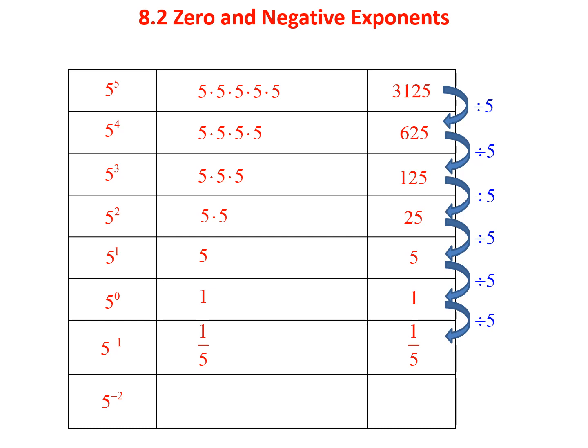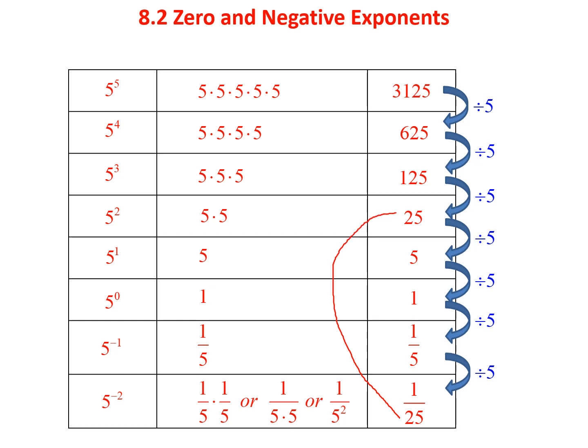So notice when I divide by 5 again to get 5 to the minus 2, I get 1 over 5 times 1 over 5, or 1 over 5 squared, or 1 over 25. You might notice there's a correlation here between the 25 and the 25 here. The 5 squared is 25. The 5 to the minus 2 is 1 over 25. Likewise, 5 to the minus 1 is 1 over 5. And we could continue on.